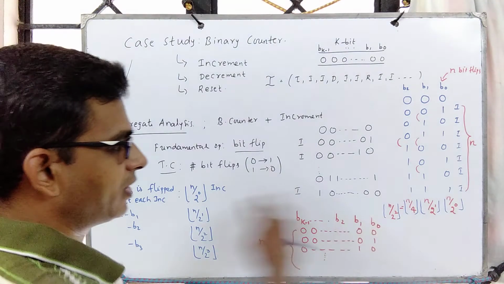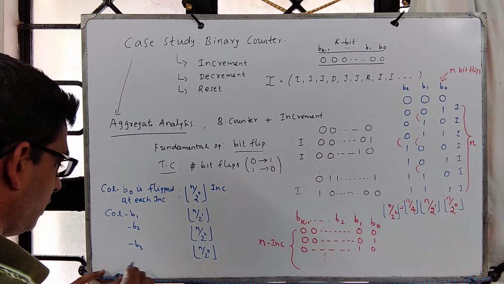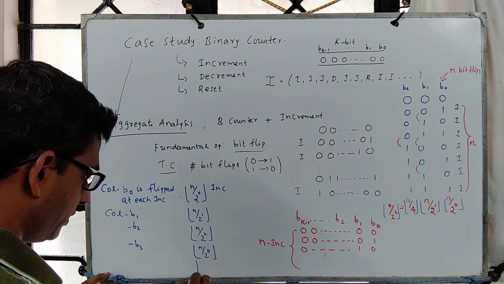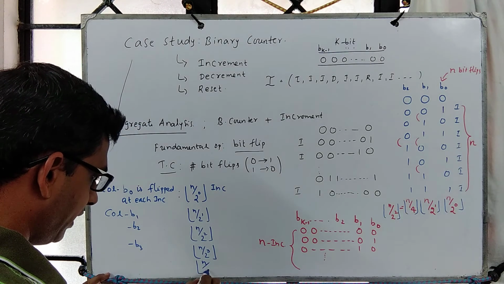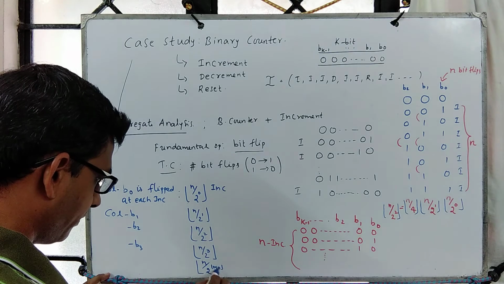Fine, so like that you see this. Now if you proceed this way, it will be n divided by 2 power log n.